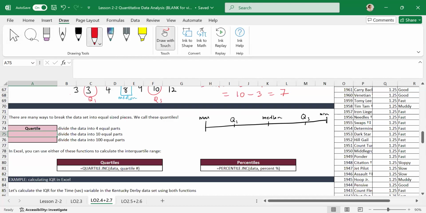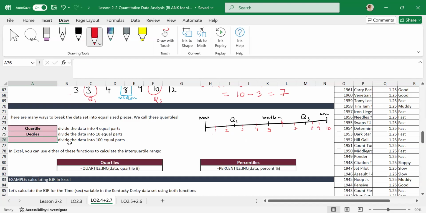There are also other ways to break the data up. If you break the data up into 10 equal parts, it's called a decile. So for a decile, you'd have 1, 2, 3, 4. The fifth piece would be the median, then 6, 7, 8, 9, 10, something like that. And you'd break the data up into pieces that way.